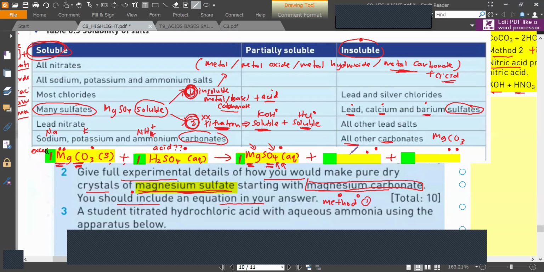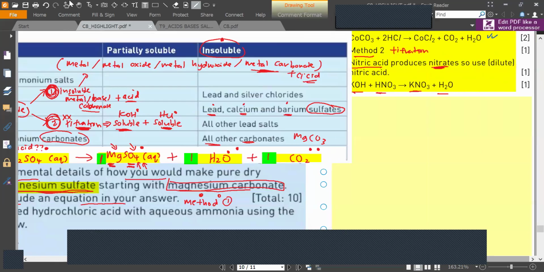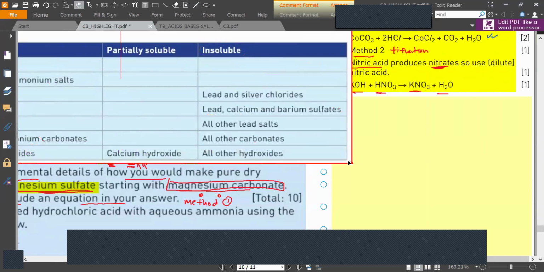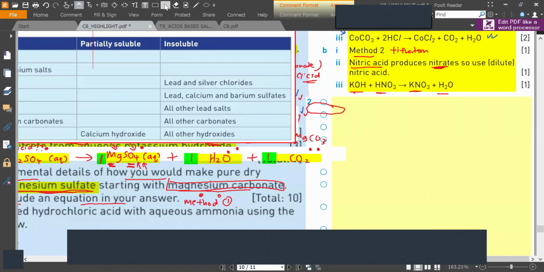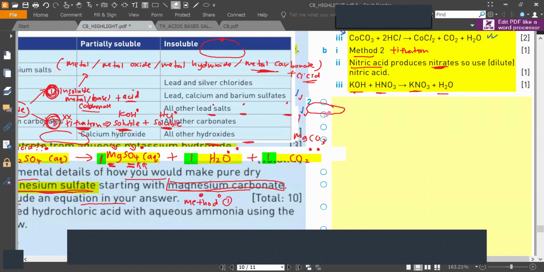H2O and CO2. Yes. Okay, so how many moles of the water and how many moles of the carbon dioxide? One. One. Yes, correct. Excellent. Okay, let's look at the answer. So basically, these are all the information that we need.